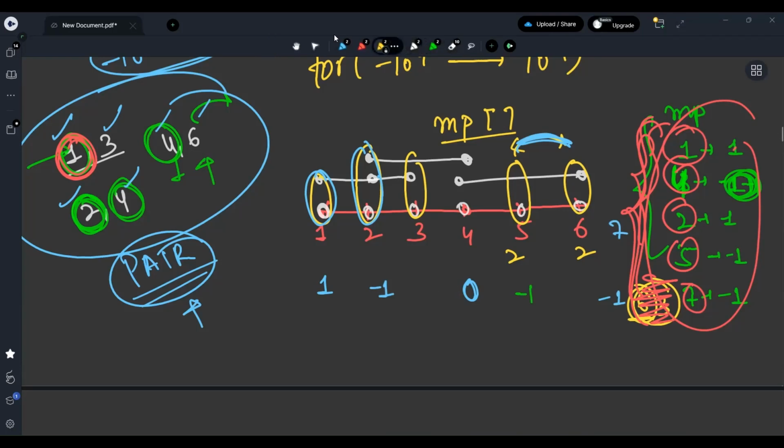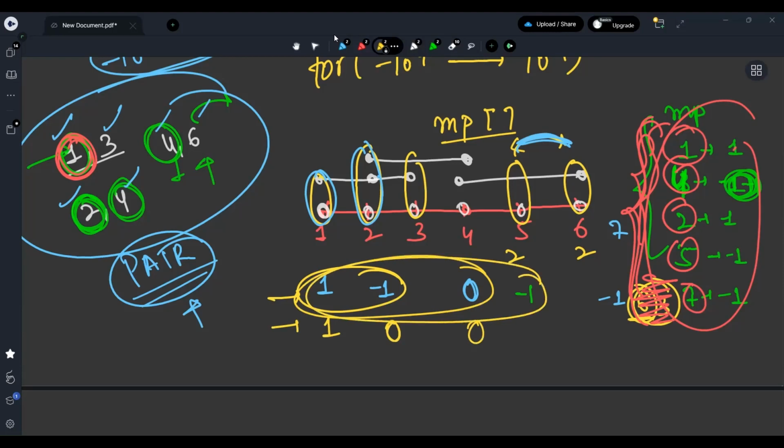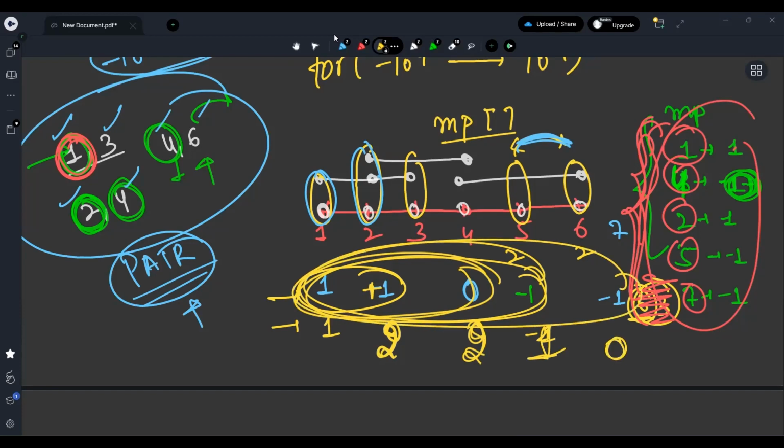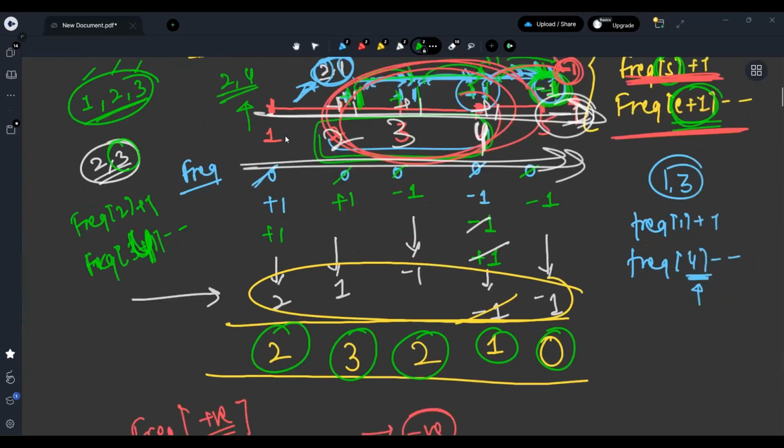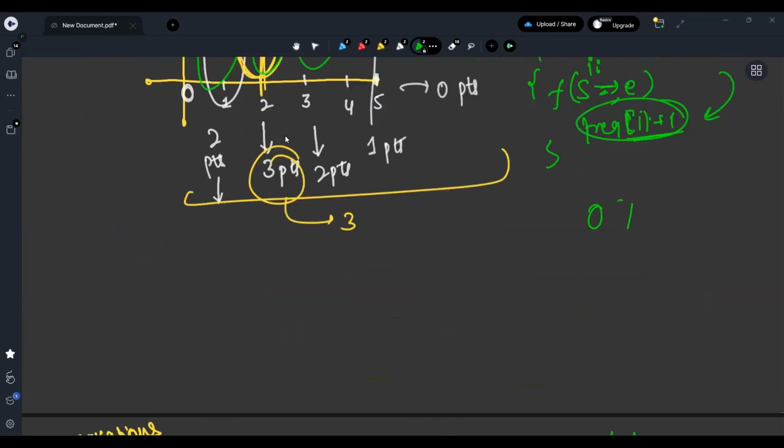So let's take the prefix sum: 1, 0, 1, 0, 0, minus 1. I think I have written something wrong; I think I have to write this as plus 1. This is 2, so the sum is 2, then the sum is 1, then the sum is 0. Now who has the maximum? 2 has the maximum, 3 has the maximum, so take any of them. The answer will be equal to 2 here. So this was all about intuition. The question was all about optimizing it in big O of 1.